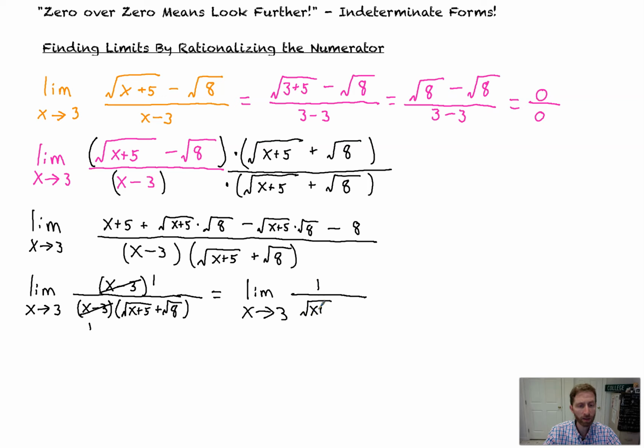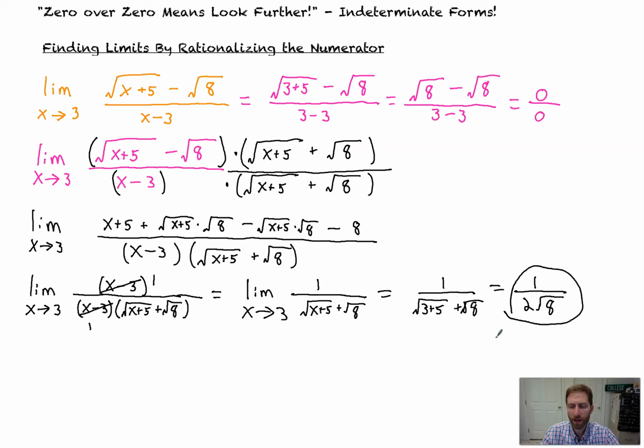So I've got root x plus 5 plus root 8. What I'm now going to do is plug 3 into this. That's going to give me 1 over the square root of 3 plus 5 plus the square root of 8. And that equals, well, this is root 8, that's root 8. You've got root 8 plus root 8, that's 2 root 8s. And could you simplify that further? Sure. Yeah, you could break down root 8 if your teacher needed you to: 1 over 2, and then root 8 is 2 root 2, and that equals 1 over 4 root 2. But I'm fine with an answer like this.